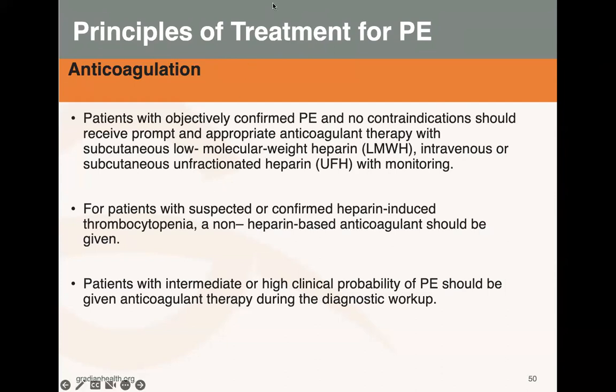If the patient has a history of heparin-induced thrombocytopenia, then again, you should not give heparin, because now you start getting thrombocytopenia.